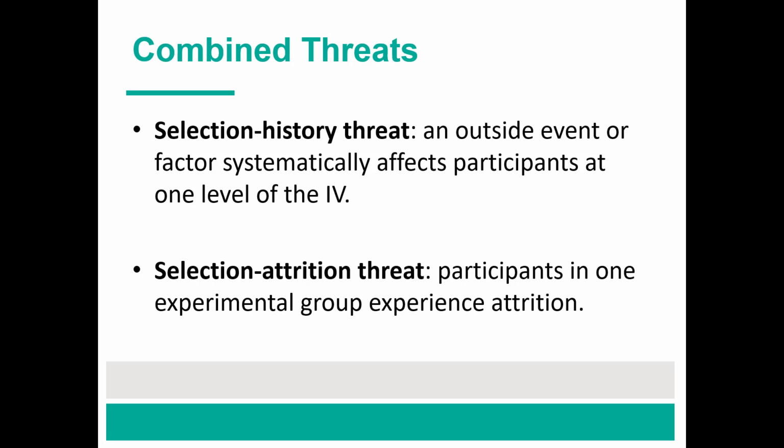An example of a selection attrition threat: let's say that participants in one group have to travel 1 mile for the study, and participants in the other group have to travel 20 miles for the study. You might have more attrition in the 20-mile group due to the distance from the lab, so you couldn't be sure if differences between groups were due to the independent variable or the distance and attrition. So you can see how multiple threats can combine to cause additional threats to internal validity.